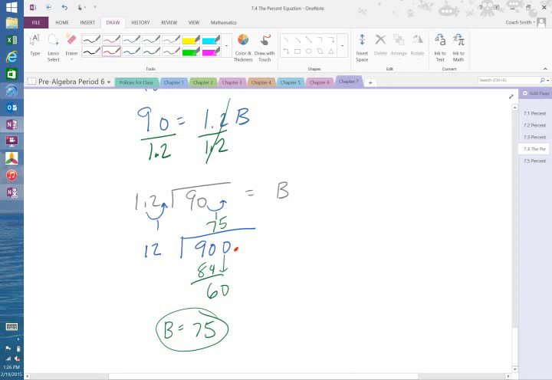Okay? The only reason you would need to bring the decimal up is if the remainder didn't end in 0. But since the remainder ended in 0, you don't have to deal with the decimal. Okay? I want you to try to do number 16 on your own.